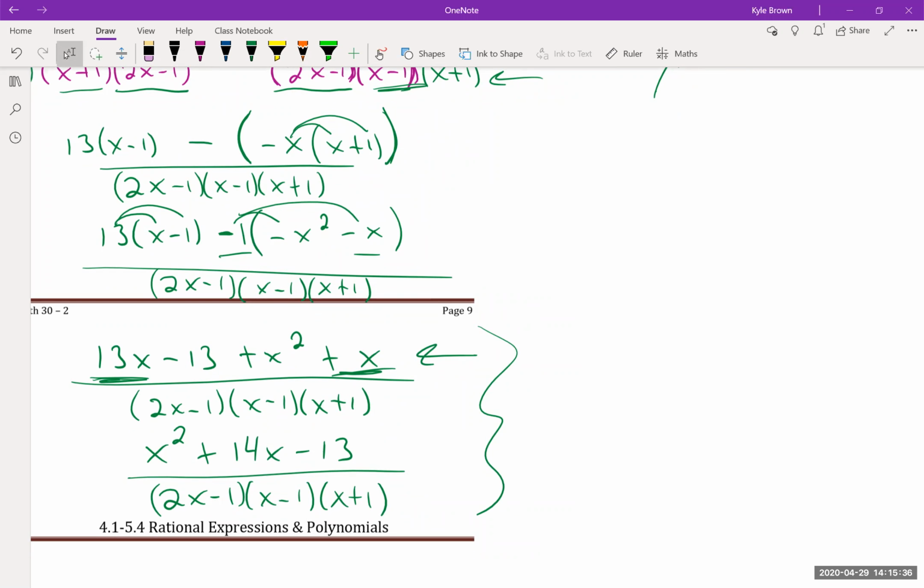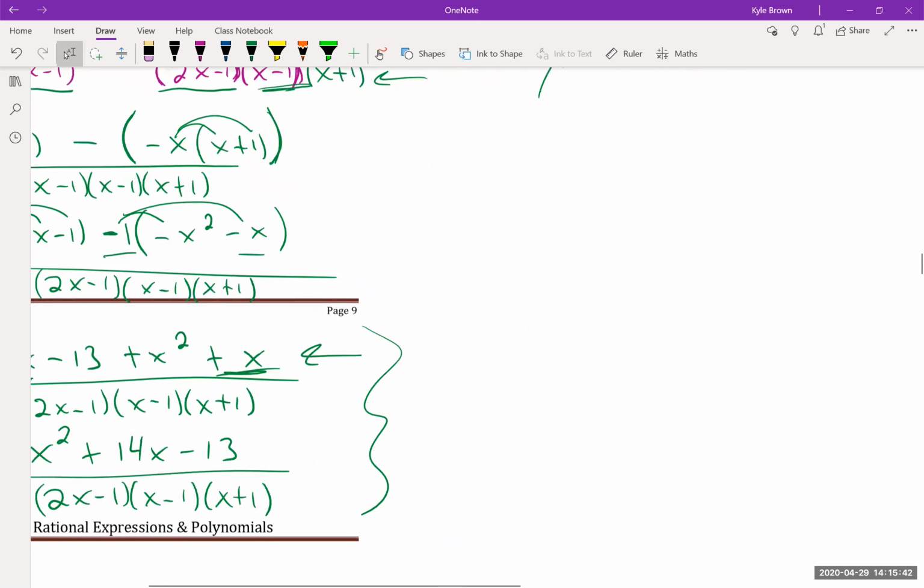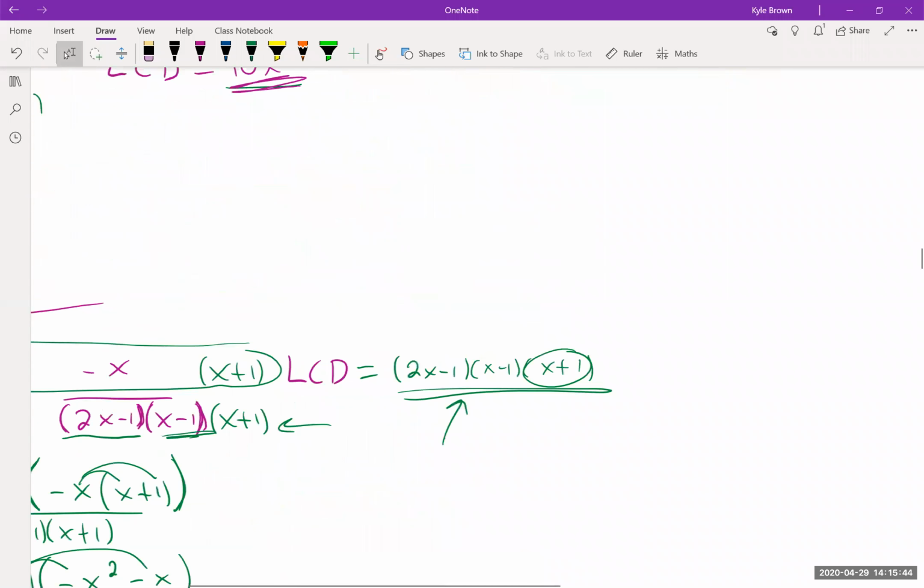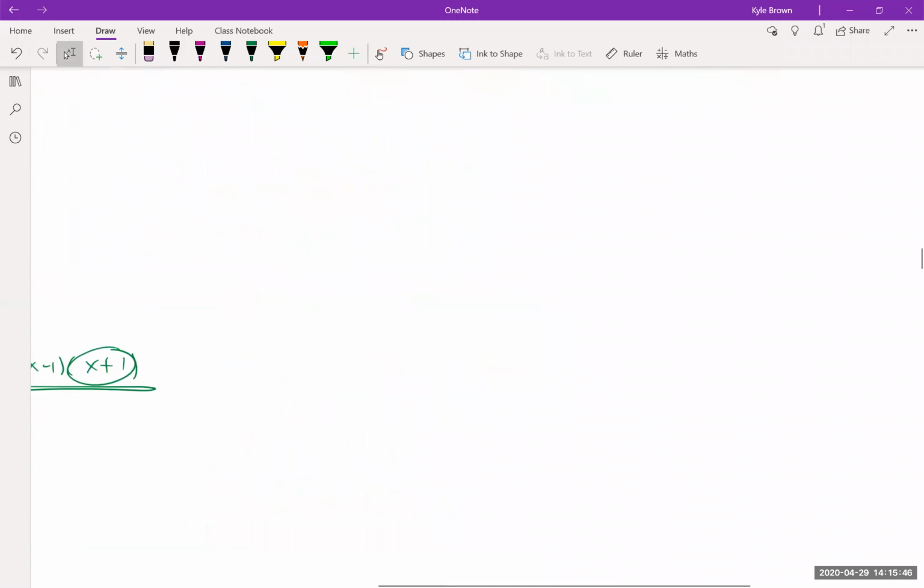Let's do one like, say 3 over 8x plus 5 over 12x squared.